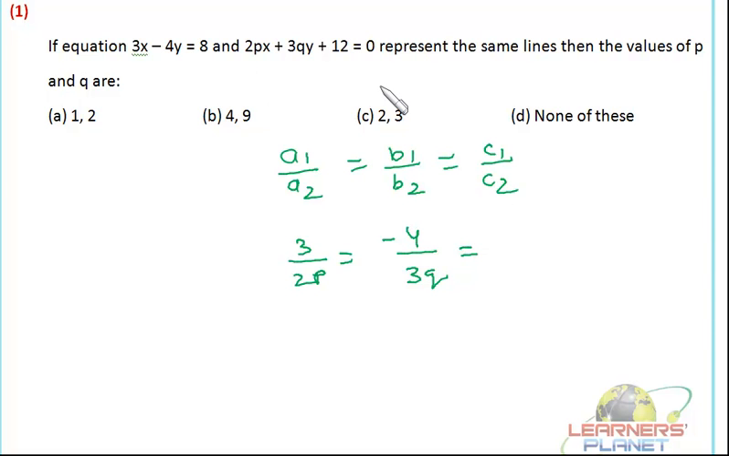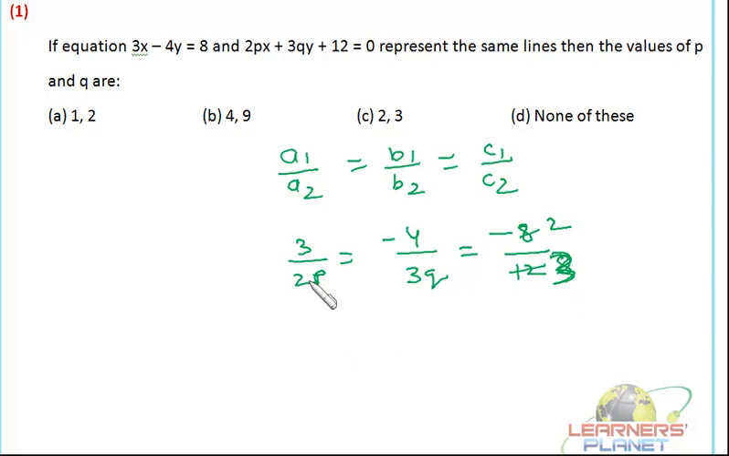Either both of them should be on the left hand side of the equal to sign, or both of them should be on the right hand side. Okay, so I assume this to be left hand side. It will be minus 8 and it will be 12. Right? So 3 by 2p is also this, and 4 by 3q minus 4 by 3q is also this. So we can calculate the value. 4 2s are 4 3s are.